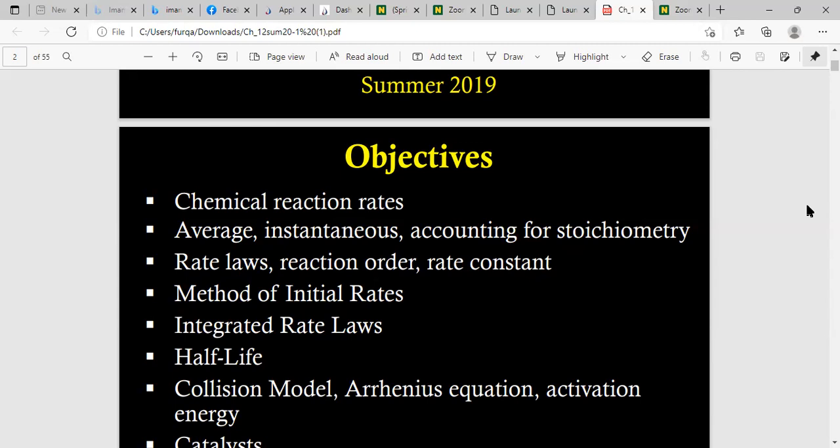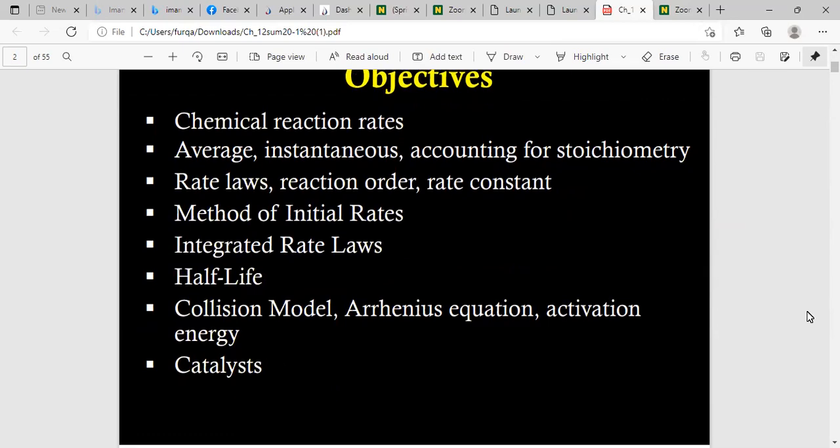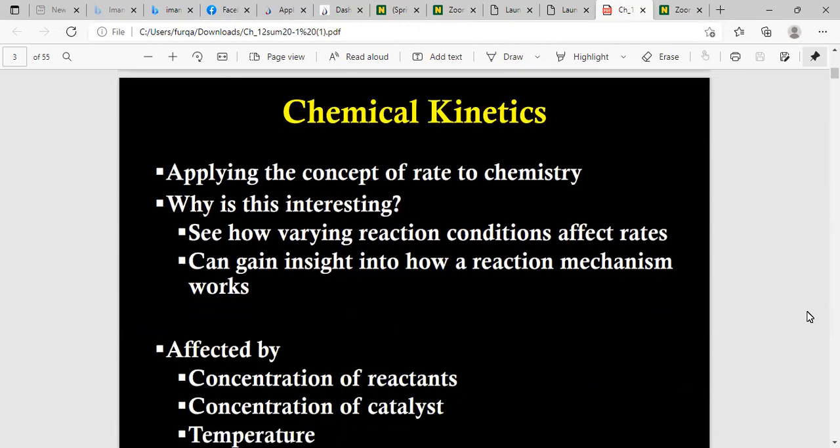We'll also learn the collision model, the Arrhenius equation, and activation energy, the energy that is required for the reactants to be converted into the products, and how we can expedite the reaction with the help of a catalyst. A catalyst reduces the amount of activation energy required for that. And it's a breakthrough, actually, the catalyst that we always talk about in chemistry.